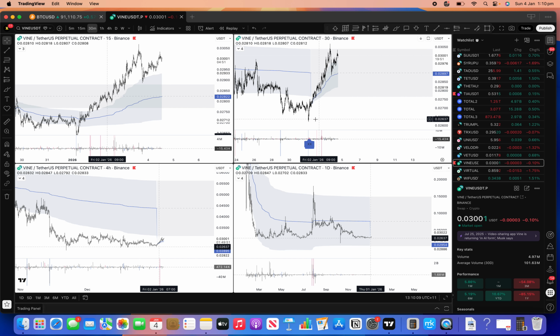So that's one on Vine. That worked out really well, and as you can see with the VWAP bands, price stalled right into the monthly value area high, or the previous monthly value area high here.